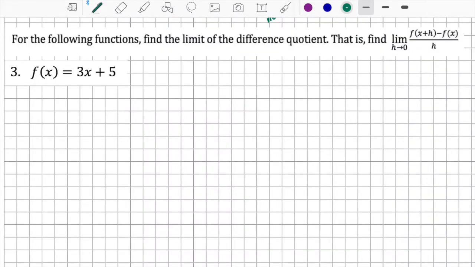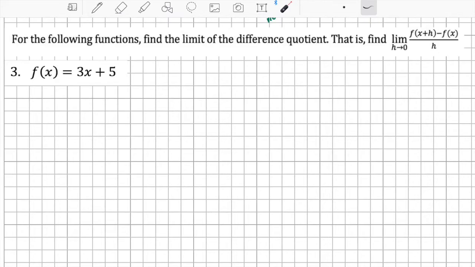Okay, so another very, very important concept in calculus is how to find the limit of the difference quotient. Now, this right here that I just circled, that is the difference quotient. So what we want to do is find the limit as h approaches 0 of the difference quotient. Okay, so here we have a function f of x, 3x plus 5.